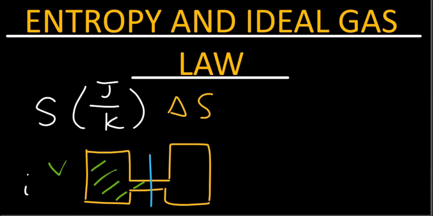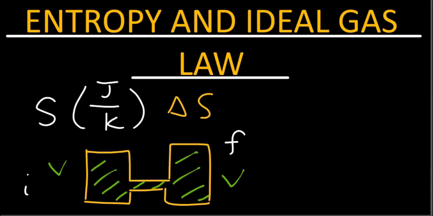Next, let's assume that this stopcock is removed. What happens then? The ideal gas would expand and occupy the entire system. So the final state is the ideal gas occupying a total volume of 2V.